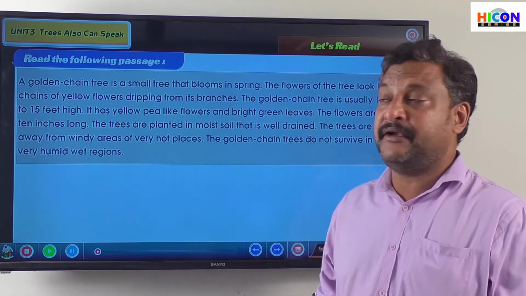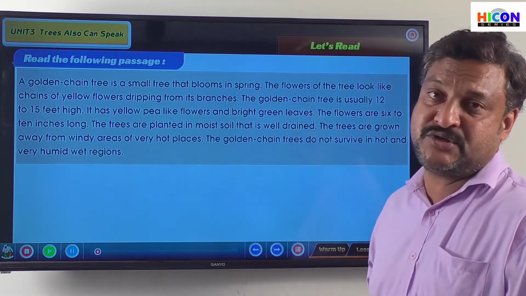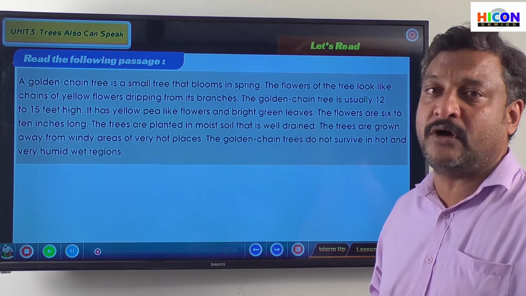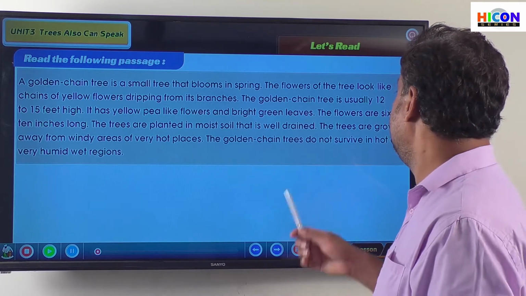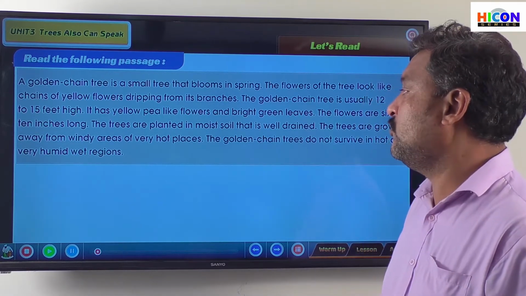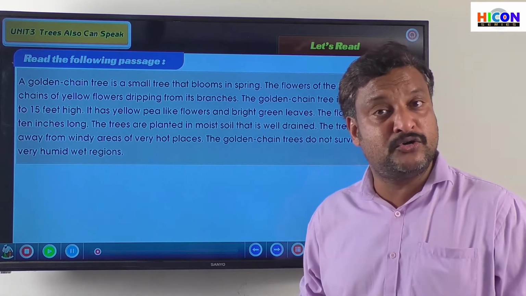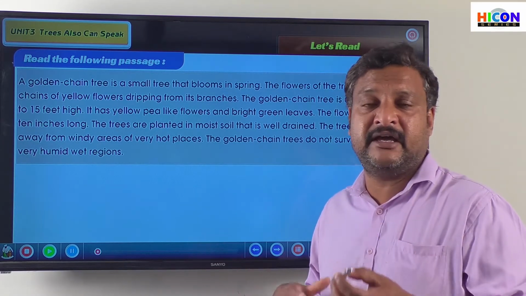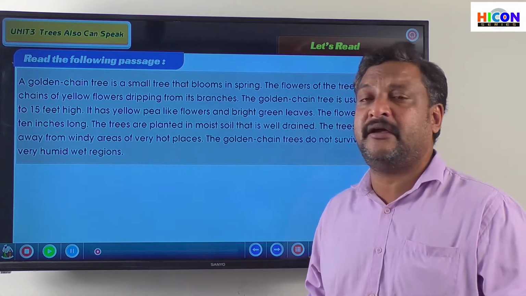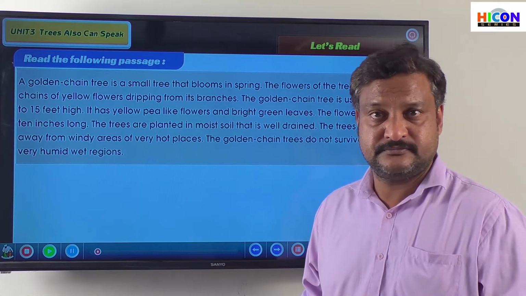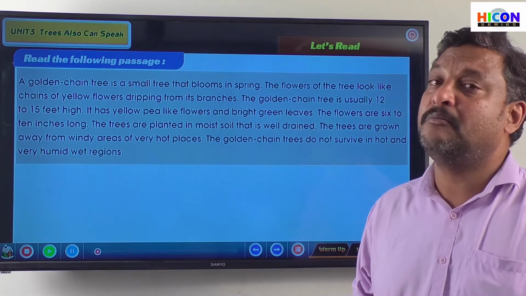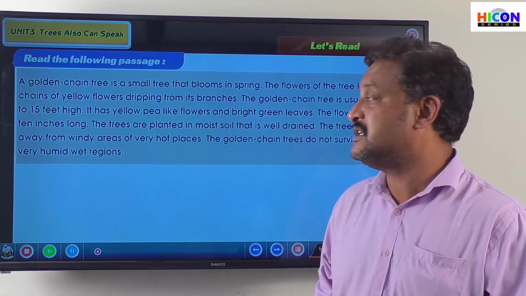The trees are planted in moist soil and well drained. The soil has to be moist, but there should not be any extra water. At the same time, the trees are grown away from windy areas and humid and hot places. It should not be disturbed by heavy winds. It should not be dry. It should not be hot. So the soil has to be wet, moist, but not waterlogged.